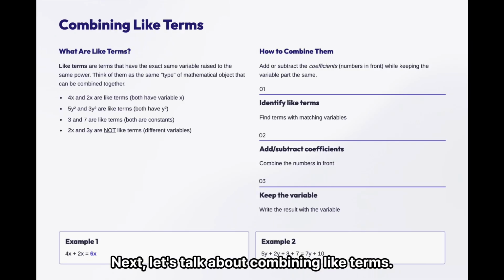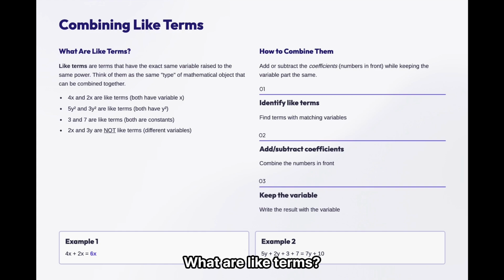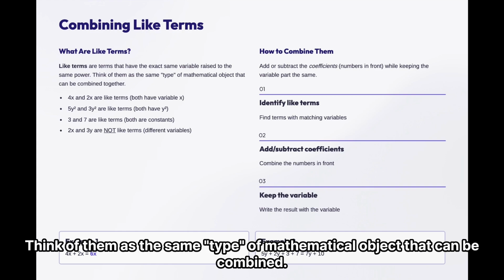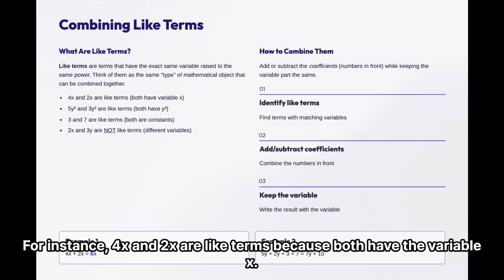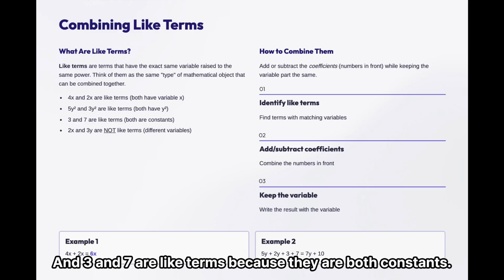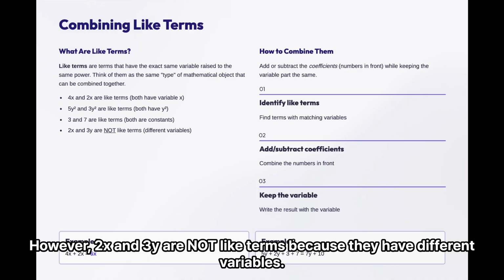Next, let's talk about combining like terms. What are like terms? They are terms that have the exact same variable raised to the same power. Think of them as the same type of mathematical object that can be combined. For instance, 4x and 2x are like terms because both have the variable x. 5 times y squared and 3 times y squared are like terms since both have y squared. And 3 and 7 are like terms because they are both constants. However, 2x and 3y are not like terms because they have different variables.